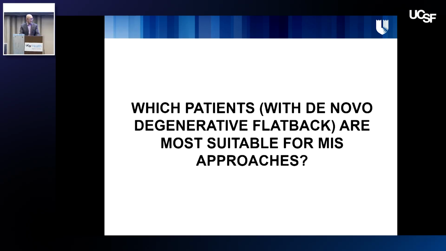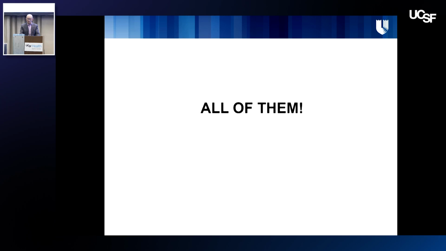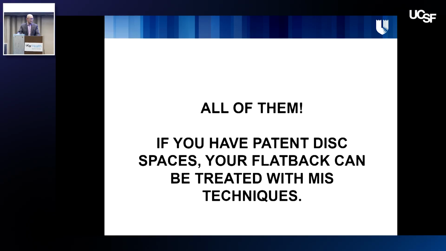So when we take this into account and we ask the question, which patients with de novo degenerative flatback are most suitable for MIS approaches, I might argue that all of them are, okay? And I would say that if you have a patent disc space, your flatback can be treated with MIS techniques. And again, my cases are a lot easier than the previous speakers. But when I think about my own practice and I think about patients who've come in needing degenerative fusion or even deformity where the Cobb angle is less than 40 degrees and we do not need to go into the proximal thoracic spine, every single one has been treated with minimally invasive approaches over the past several years.